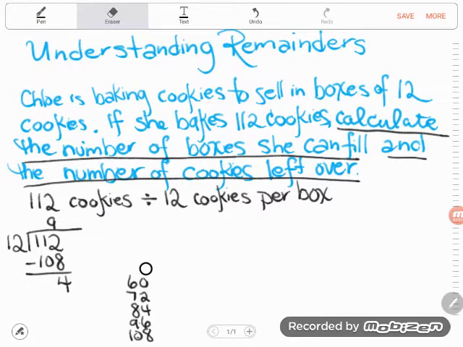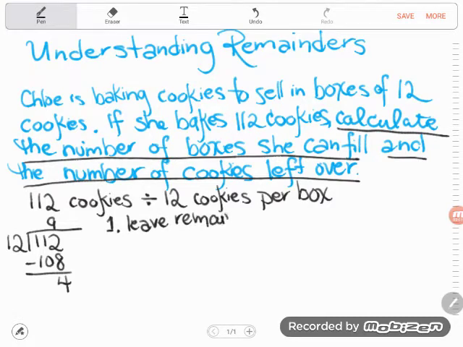I'm going to erase this here. And super important that you understand these options because different ones work at different times. Option number 1 is leave the remainder. Meaning that I have 9 of something with 4 left over of something else. And we'll talk about what those somethings are in this problem in just a second. But that's one option.